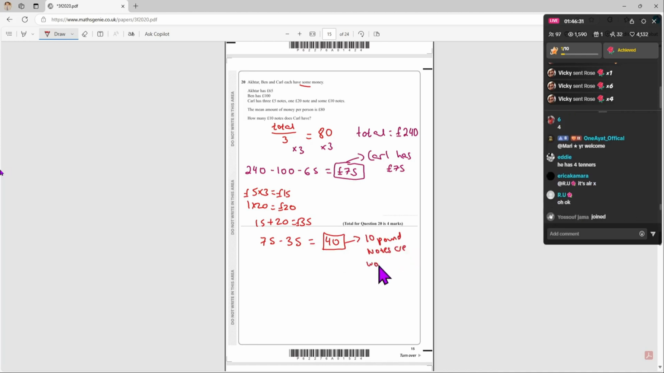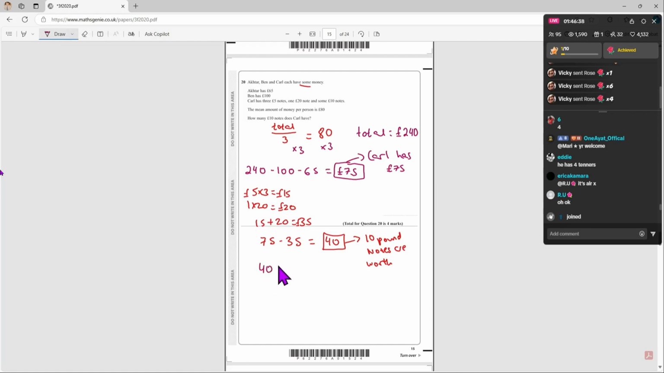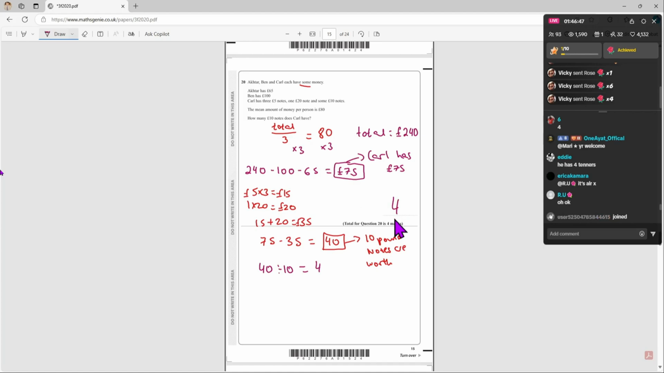Okay, that's how much they are worth. So to work out how many there are, very, very simple. We have to do 40 divided by 10 to get 4 £10 notes. Okay, so the answer is 4. That will be your answer.